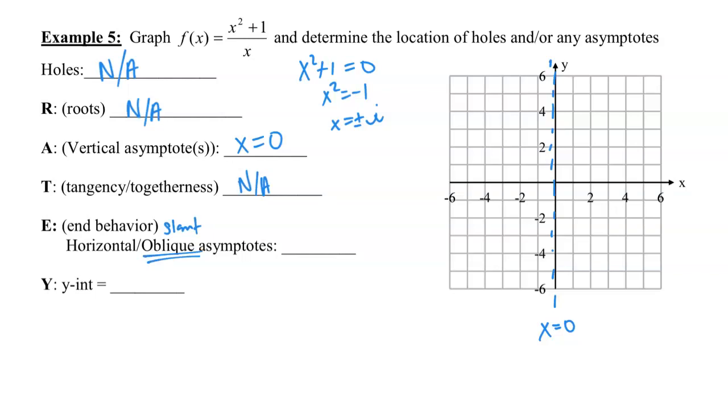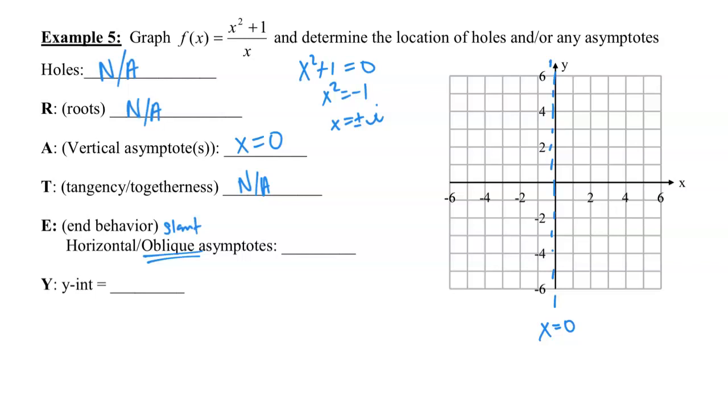And so revert back to your previous notes on section 2.6. How do we find a slant asymptote? We synthetic or long divide. Now, because we're dividing by x, we can actually use the synthetic division method here. It's a little bit easier than long division.